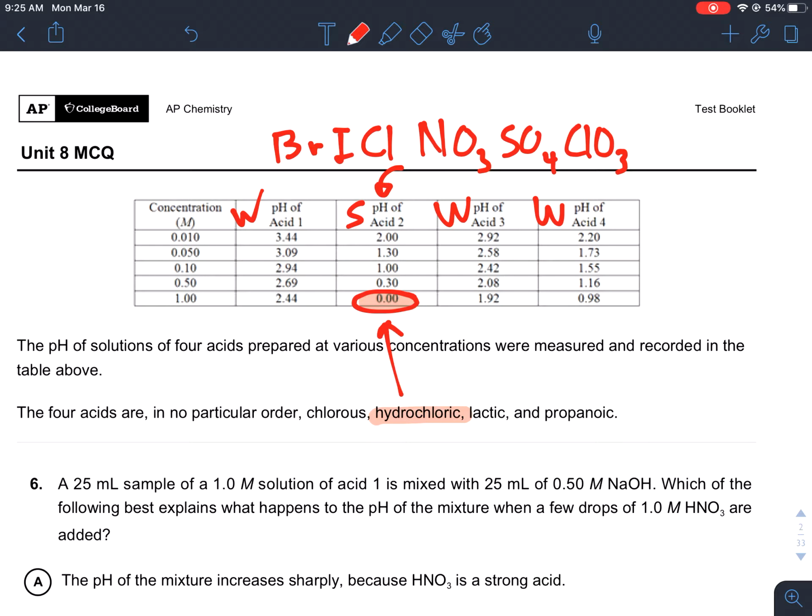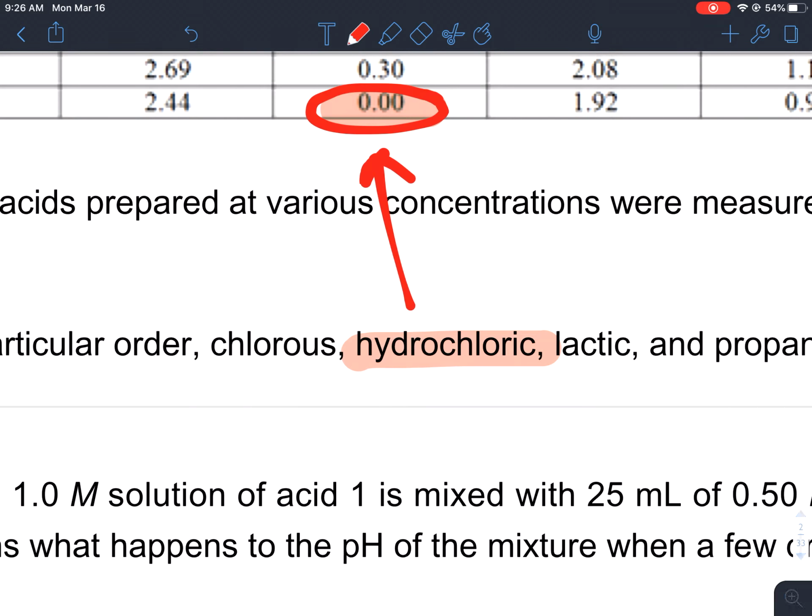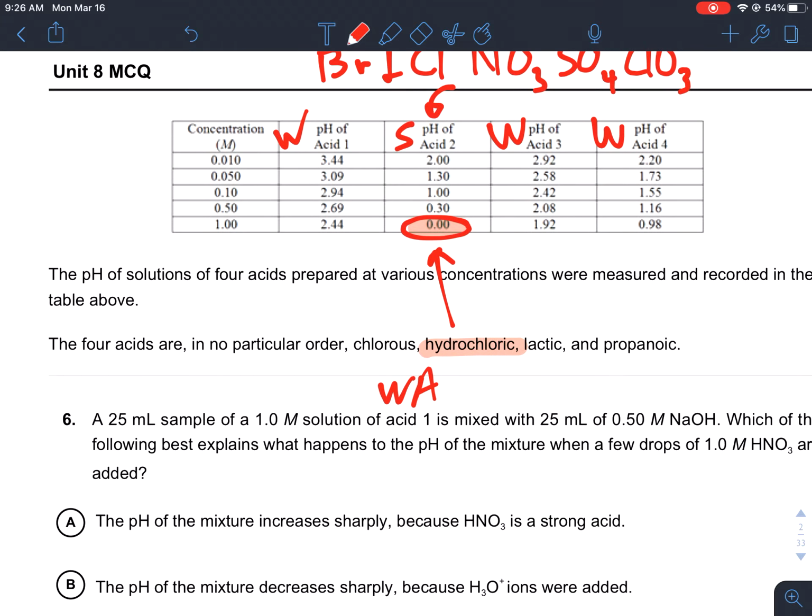So maybe that's specifically that list. But hydrochloric is the strong acid there, HCl. A 25 milliliter sample of a 1.0 molar solution of acid 1 is mixed... So, okay, what does that mean? This is a weak acid. It is mixed with 25 milliliters of 0.5 molar NaOH.